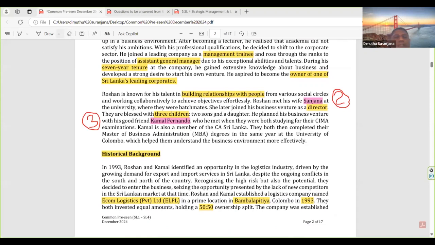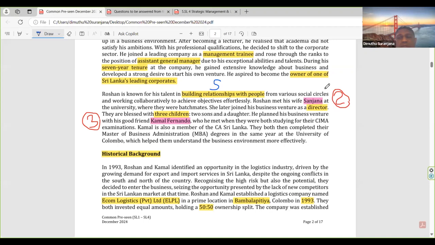Now see this one. Next, he says that he aspired to become the owner of one of Sri Lanka's leading corporates. Roshan is known for his talent in building relationships with people. See, this is one of the strengths. He is good at developing relationships with others from various social circles and working collaboratively to achieve objectives effortlessly. Roshan met his wife Sanjana at the university where they were batchmates. She later joined his business venture as a director.